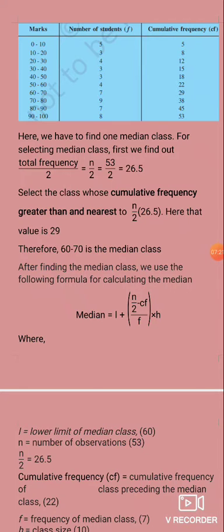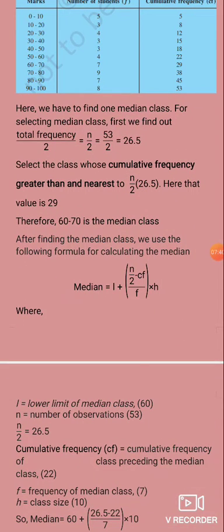The median class has cumulative frequency 29. The preceding class means 22. Now f is the frequency of the median class, which is 7. So f is 7. h is equal to the class size. Now substitute. The median equation is 60 plus (26.5 minus 22) by 7 into 10, where 10 is h. Okay, now listen carefully.